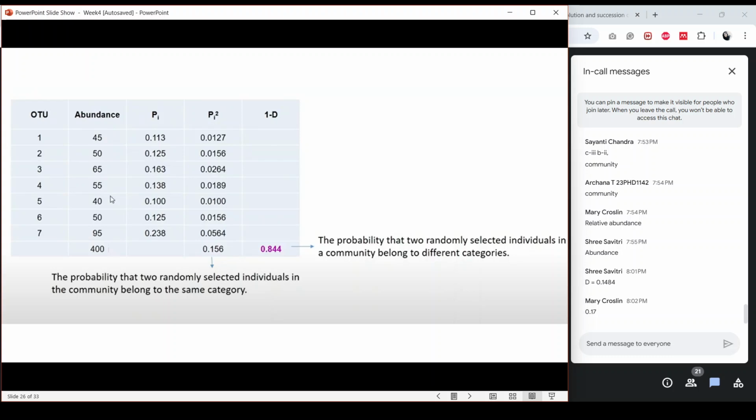I think the mistake that you have made is you have calculated D, but the Simpson value is 1 minus D. So whatever you have calculated is the D value. That is the probability that two randomly selected individuals in the community belong to the same category. But 1 minus D is the probability that two randomly selected individuals in a community belong to different categories. So what we needed to calculate was the different category, not the same category. So please note it down.